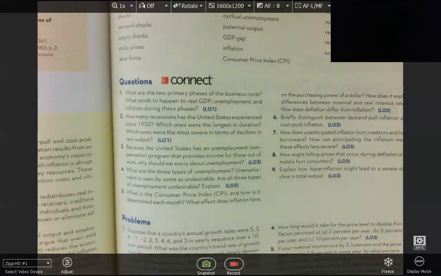So question number 2, how many recessions has the U.S. experienced since 1950? Nobody's going to know this. 10. The book says 10. So the longest one was the recent one, the Great Recession, which lasted 18 months from 2007 to 2009. The most severe was the 1973 to 1975 recession, when real output dropped 5%.